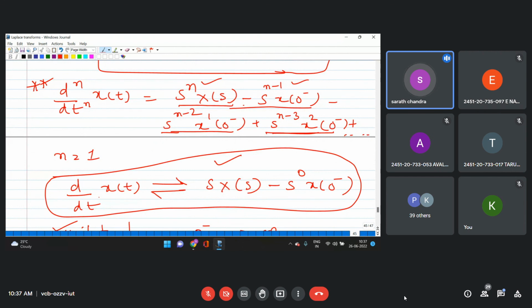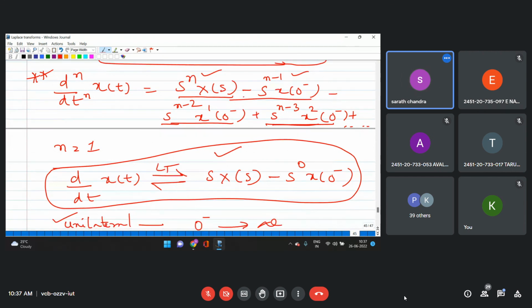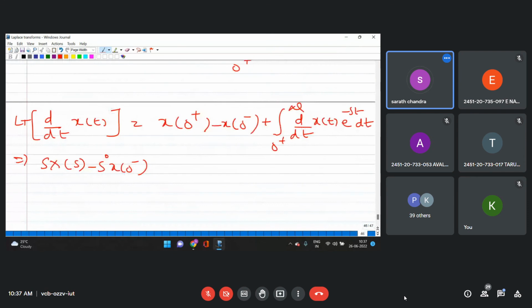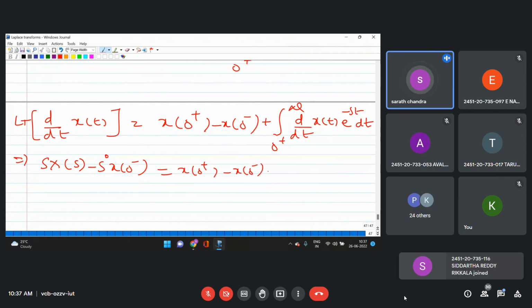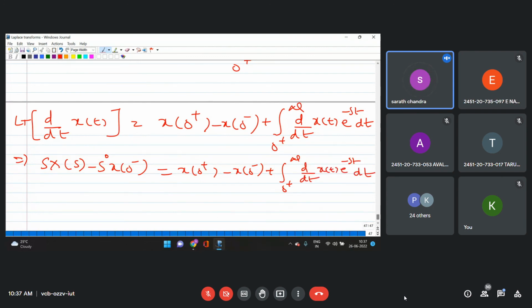So this is proved. The Laplace transform of d by dt of x of t, applied yesterday. So now in place of the Laplace transform of d by dt of x of t, this is what I'm getting here. So this is equal to x of 0 plus minus x of 0 minus, plus integration 0 plus to infinity d by dt of x of t e power minus st dt. Now apply s tending to infinity on both sides.